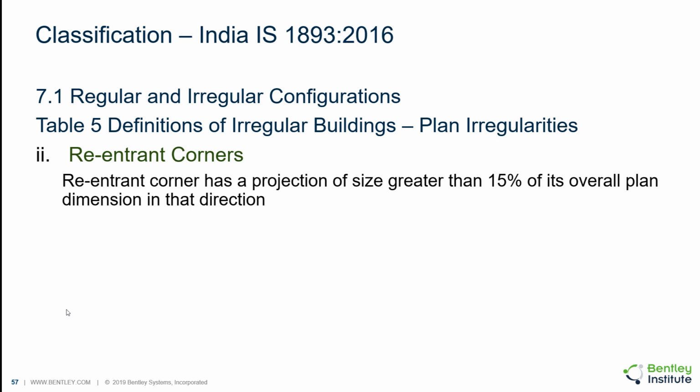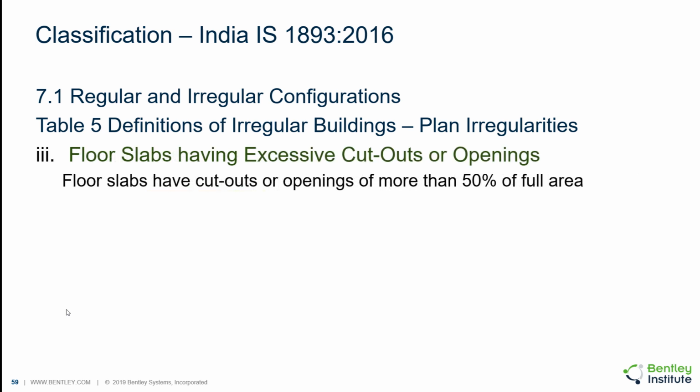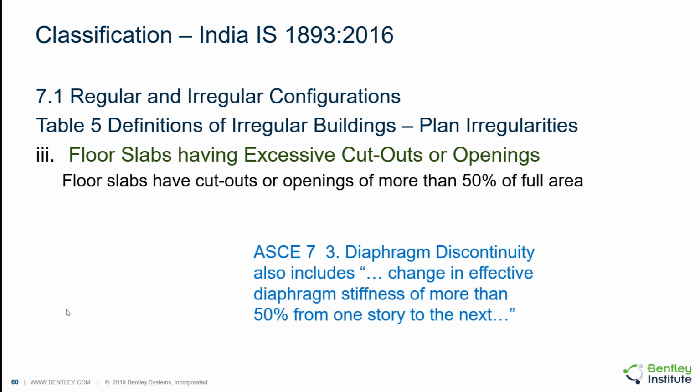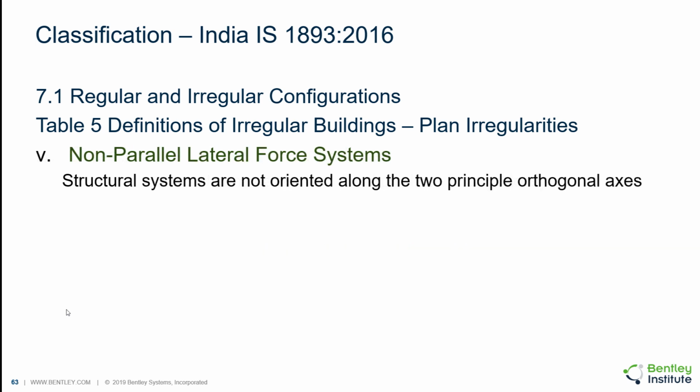The second irregularity is reentrant corners. It is analogous to ASCE 7, except ASCE 7 is less onerous in that it is based on both plan projections, not just one direction. The third plan irregularity is for slabs having openings greater than 50% of the full area. This is the same as ASCE 7, except there's nothing about the change in stiffness. Out-of-plane offsets is the same as ASCE 7. Non-parallel lateral force systems is also the same as ASCE 7.